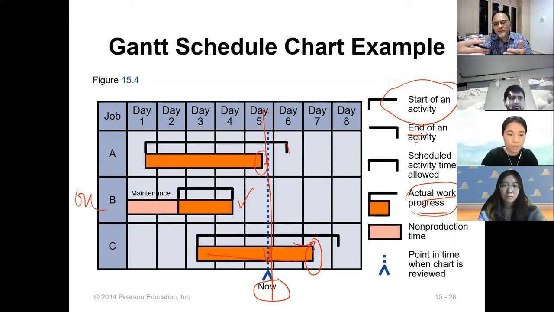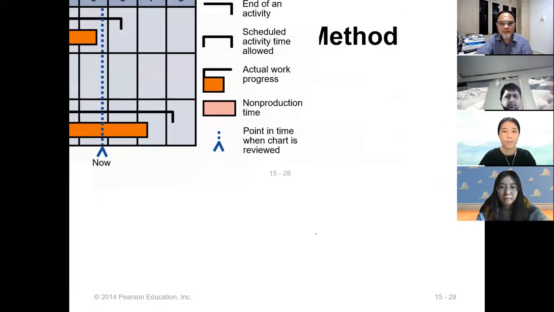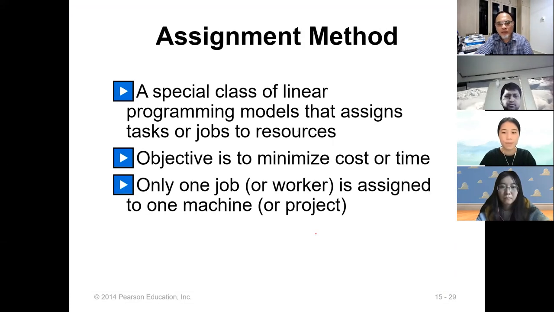But the problem with a Gantt chart is you need to update it. If it is daily, then daily. You need to update it daily and see the progress. So that's the Gantt chart. Okay, so I'm not going to be focusing on that. The other two, just now, the input-output chart, and also the Gantt chart.